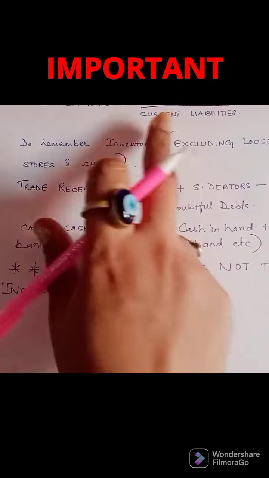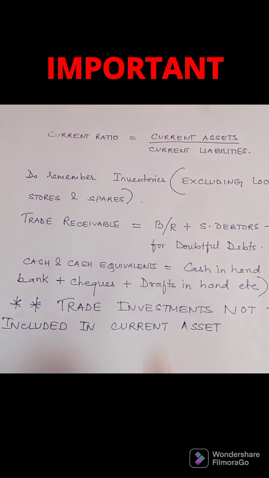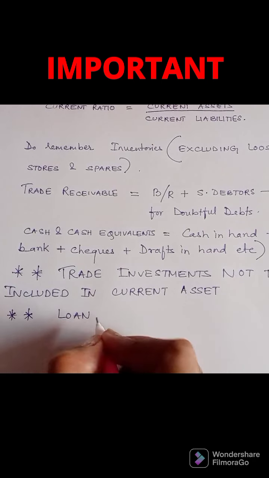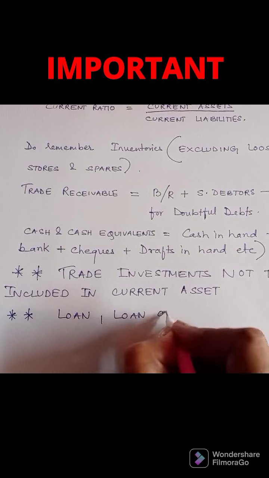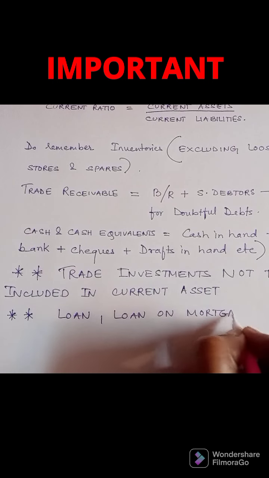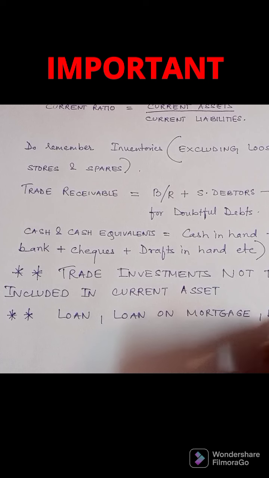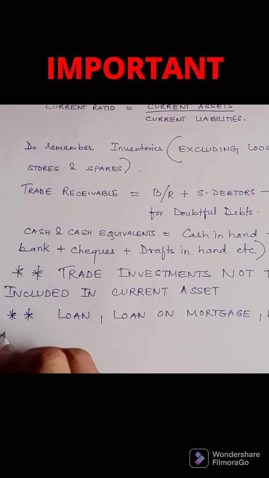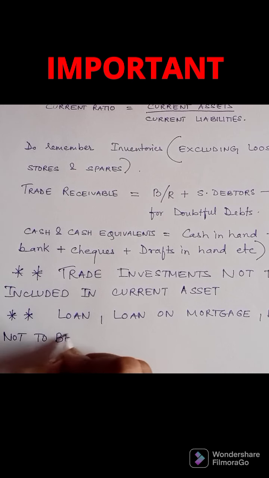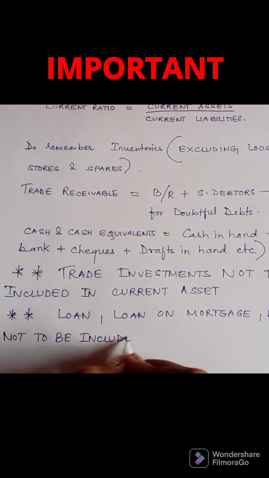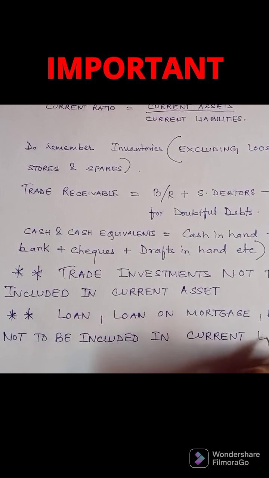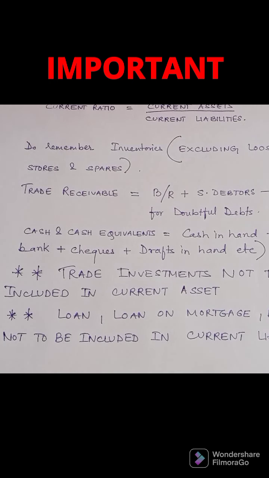And when we talk about the liabilities part, there do remember that loan on mortgage and bank loan are not to be included in current liabilities.